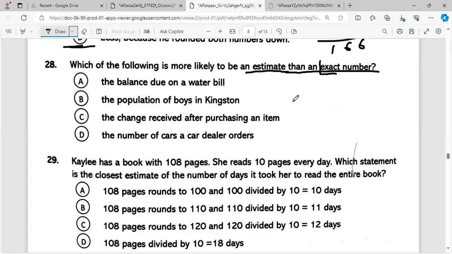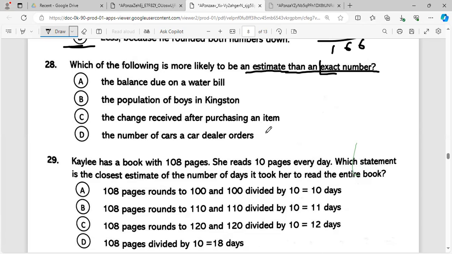Okay. Sir, yes, sir. I say B. Listen to what it says. Which of the following is more likely to be an estimate than an exact number? Sir, I say B, sir. Why, sir? Because there are boys in Kingston, but you wouldn't know the exact number. You would just have to pick a random number and say this is the population of boys in Kingston when it's not actually. Yeah.